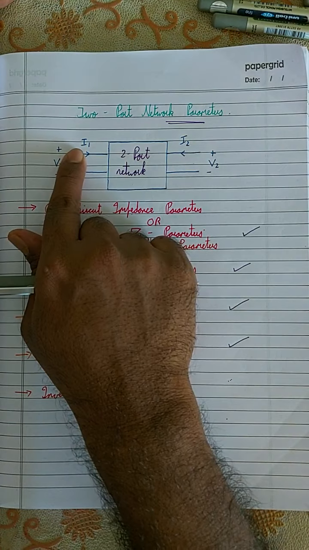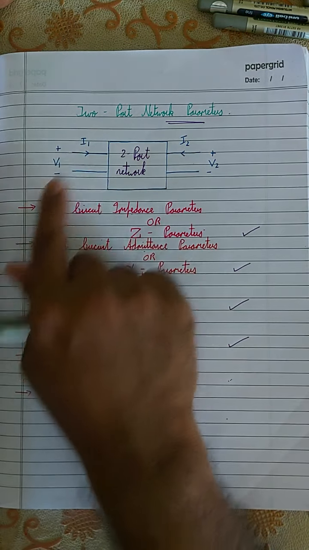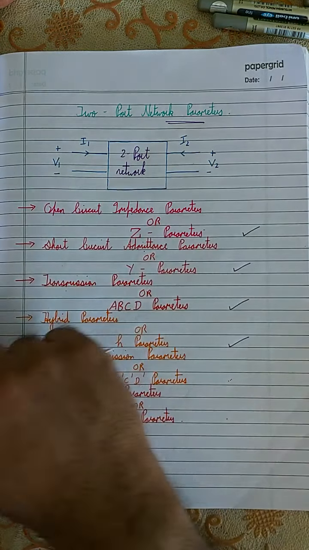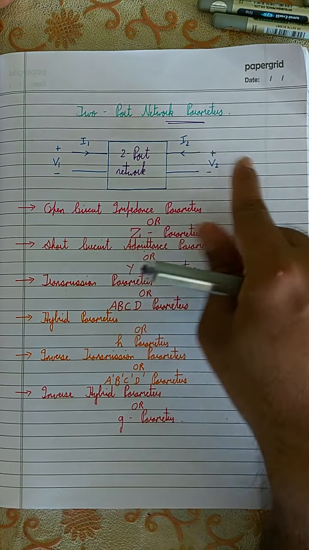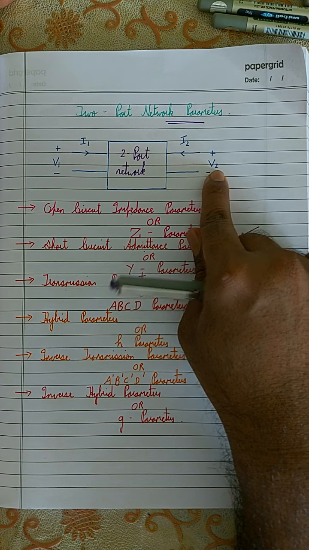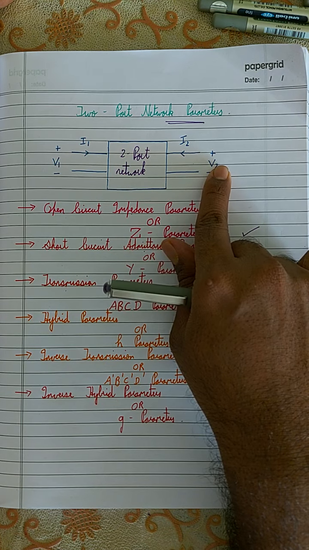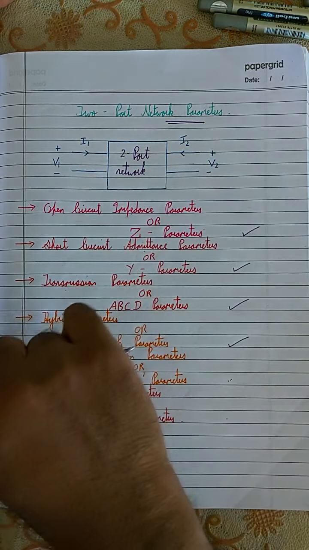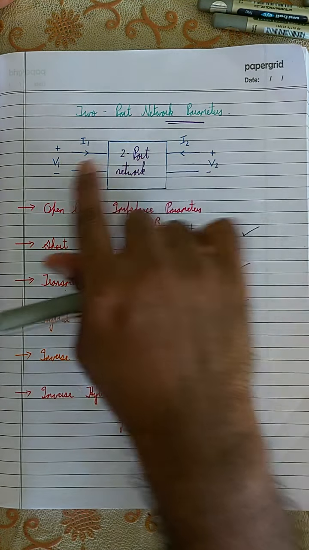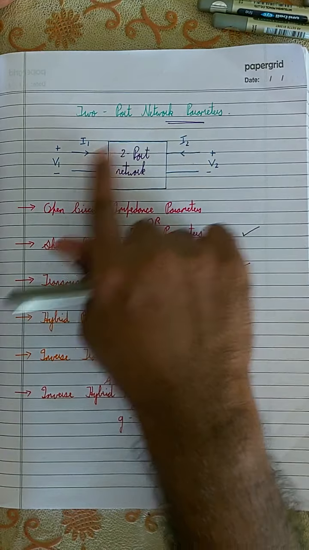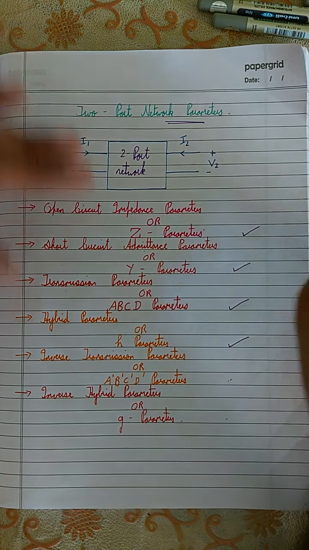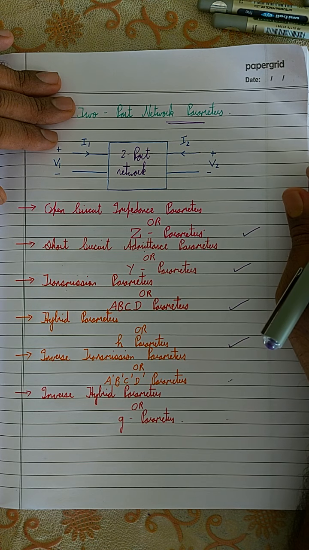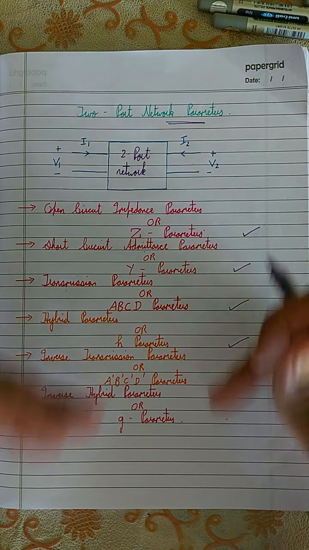I can express I1 in terms of V1 and I2. I can express I1 in terms of V1 and V2. I can express I1 in terms of I2 and V2. In the same way, in the case of V2, I can express V2 in terms of V1 and I1, V2 in terms of I1 and I2, and V2 in terms of V1 and I2. And so on, which means I can express any one of these variables in terms of the other two variables. On that basis, I get a bunch of network parameters.